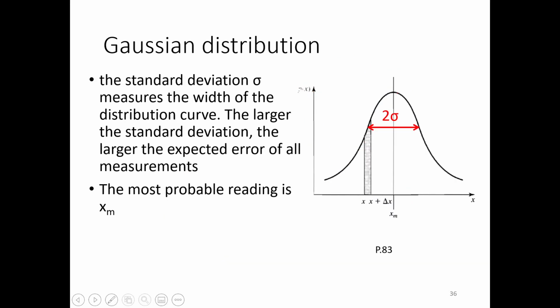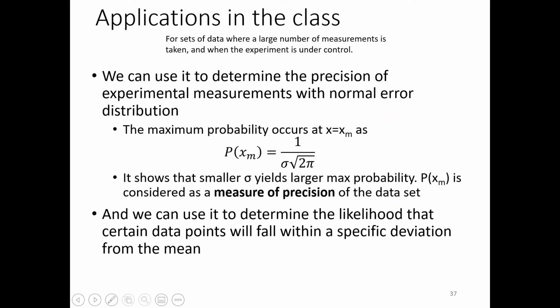And your probability of x of m, which is your maximum probability, is going to be 1 over sigma square root of 2 pi. And you have to keep in mind that p, the probability of x of m, is actually a measure of precision of the data set. So if this probability is closer to 1, it means that your data set is more precise, which basically means that the standard deviation of the system is very small. It's close to 0. Okay, and that is the goal. That's what you want to get as far as the measurements go.